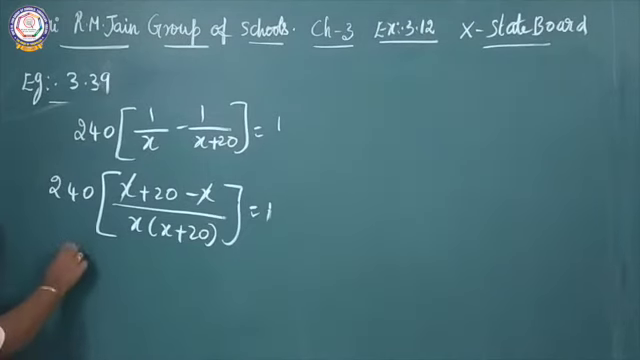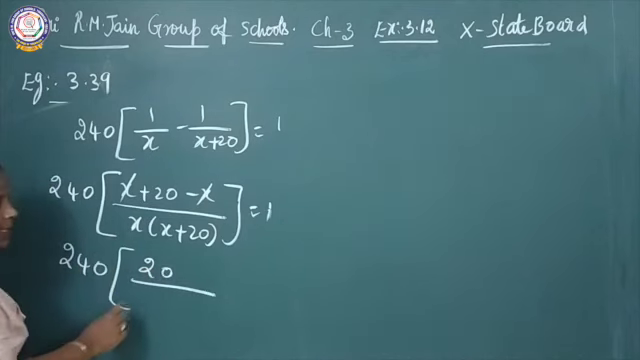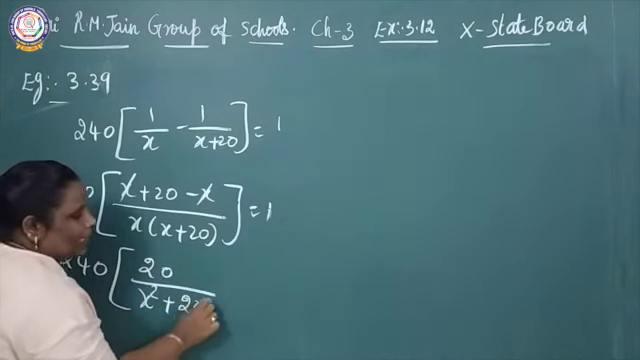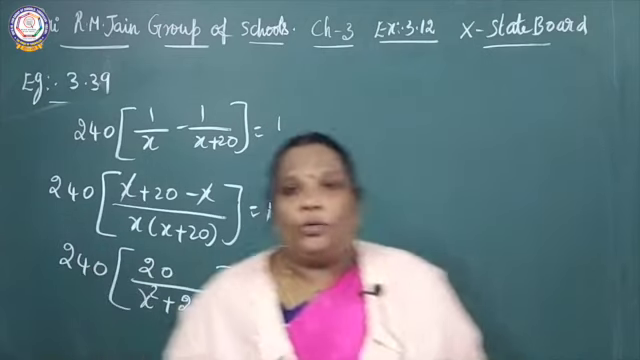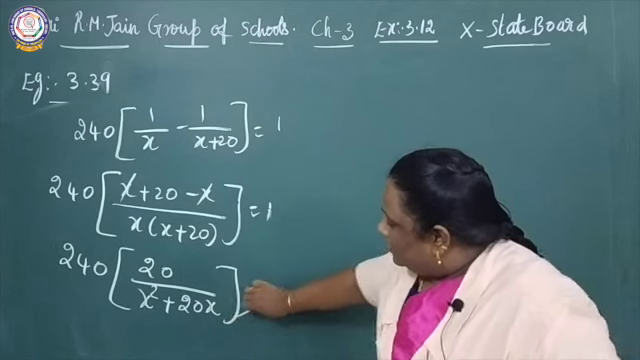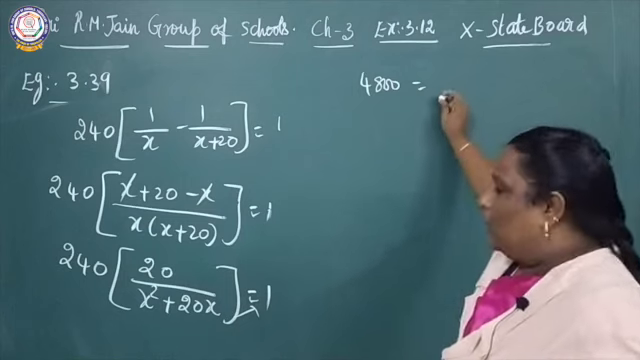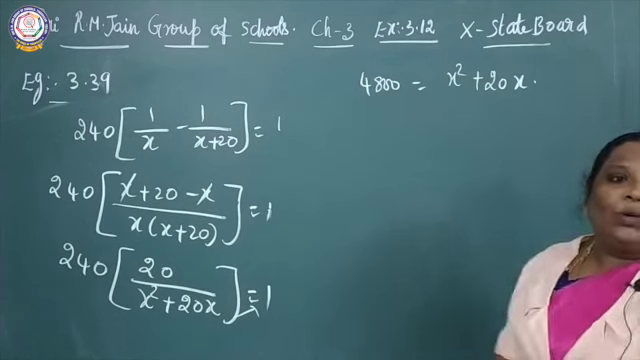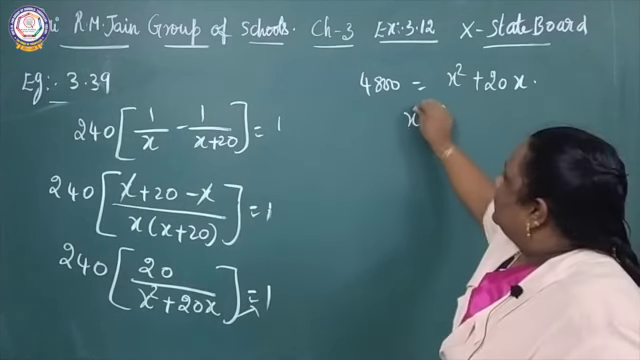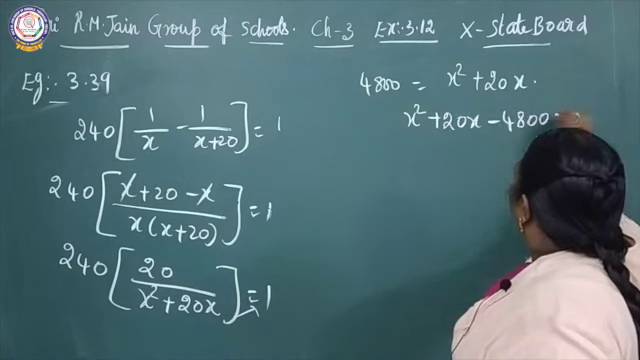See, 240 into 20 by x square plus 20x equal to 1. 240 into 20 is nothing but 4,800. So 4,800, you can bring the denominator to the other side. So 4,800 equal to x square plus 20x. So x square plus 20x minus 4,800 equal to 0.